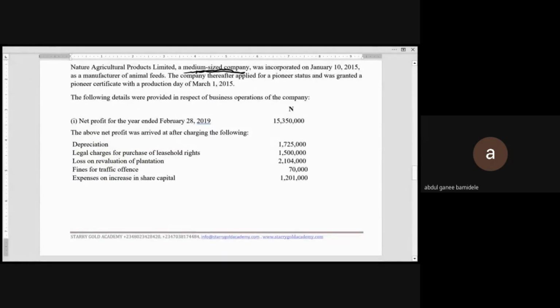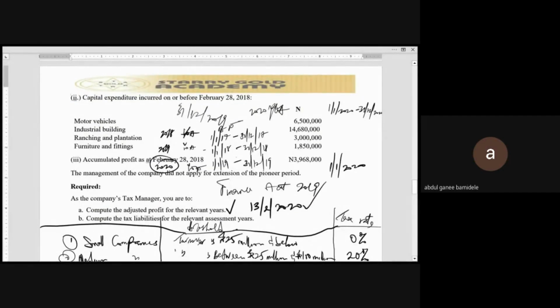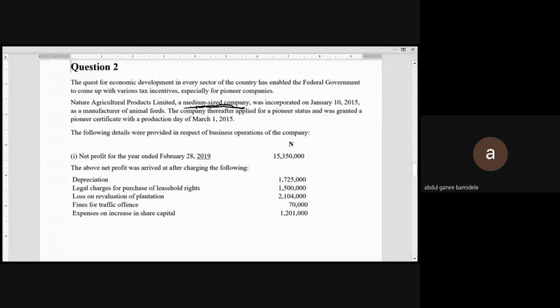Now, our Pioneer status is usually in the first instance for 3 years. If there will be extension, there will be an additional 2 years. But you see that there is a note here saying the management of the company did not apply for extension of the pioneer period. And if they are not applying for the extension of the pioneer period, what's the implication?